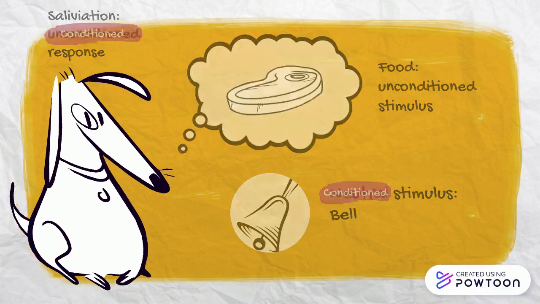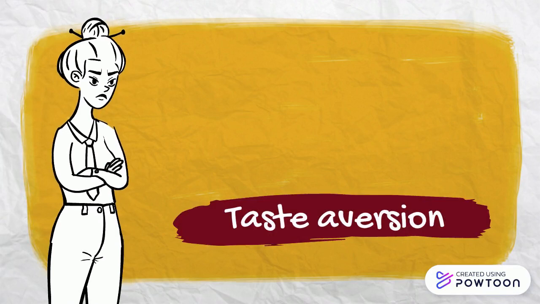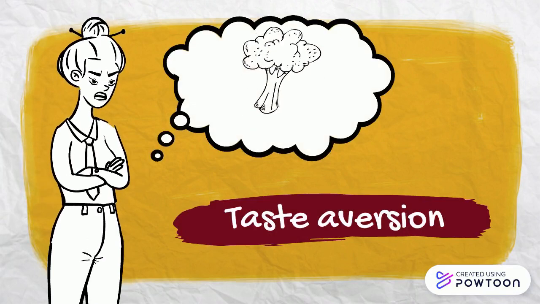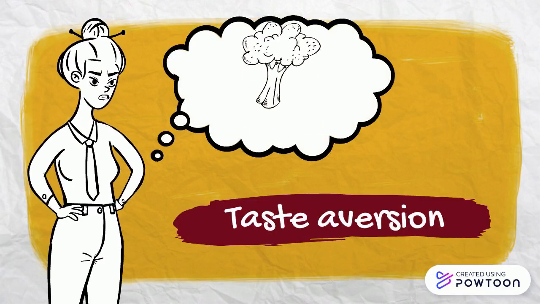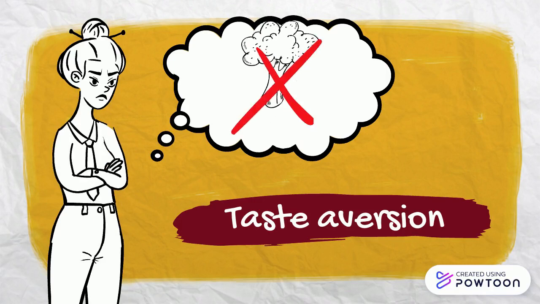Of course, while the experiment only involved dogs, classical conditioning works on humans in the same way. Take taste aversion, for example. Let's assume you were forced to eat broccoli as a kid, which did not taste good to you. Even as an adult, you might have developed an aversion towards broccoli because you associate it with being gross and unappetizing.